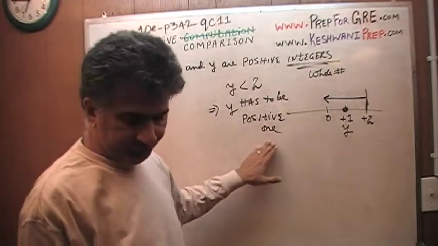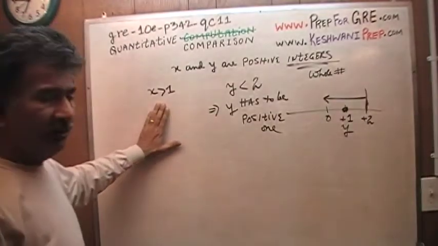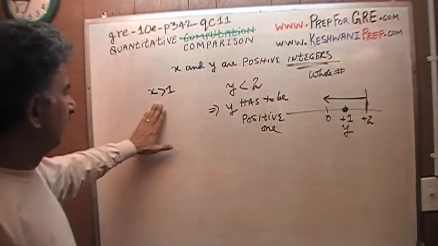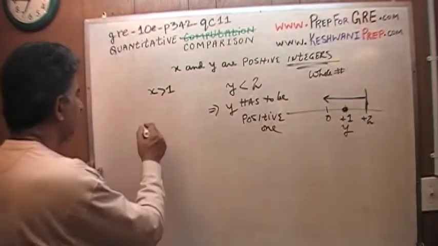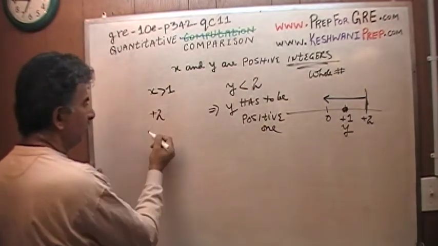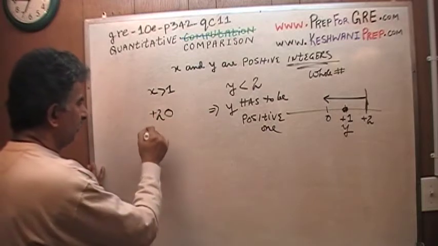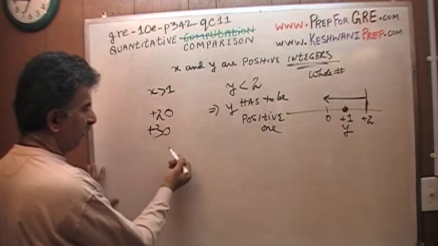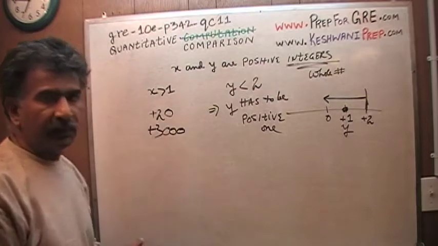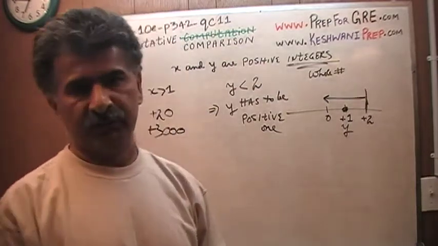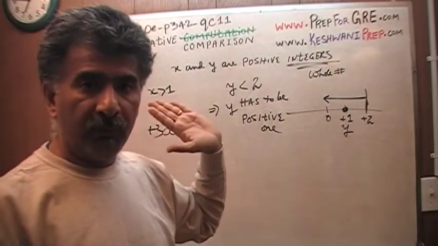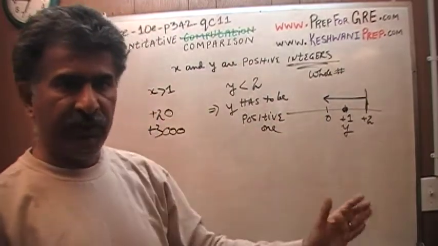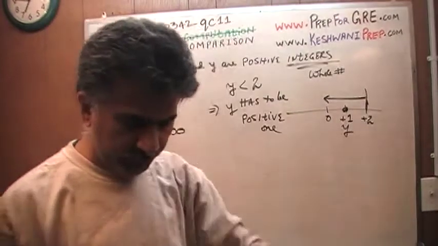That is your y. What about x? X, we are told, is more than 1. We know that it has to be more than 1, it has to be positive, and it has to be a whole number. X can be positive 2, or positive 20, or positive 3, or positive 30, or 300, or 3000. There are infinite possibilities that x can assume, all the whole numbers starting with positive 2: 2, 3, 4, 5, 6, 7, 8, 9, 10, all the way up to infinity.